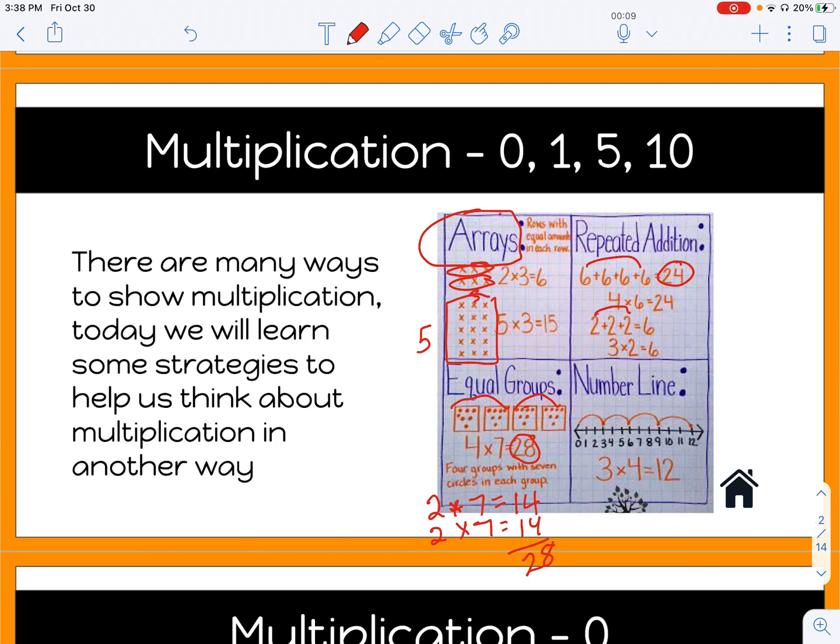You could also do a number line. So if I have 3 times 4, I'm going to jump from 0 to 3, and then I'm going to do that 4 times. So on my number line, I'm finally going to get to 12.